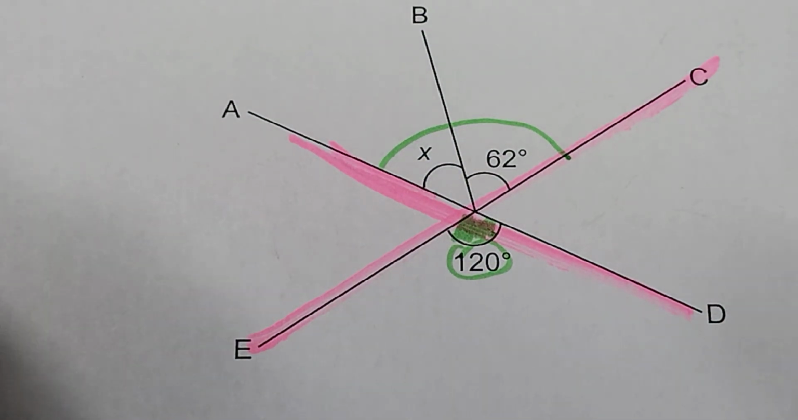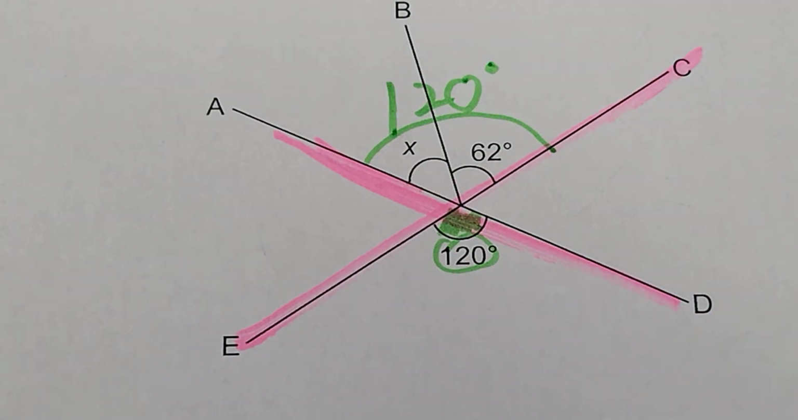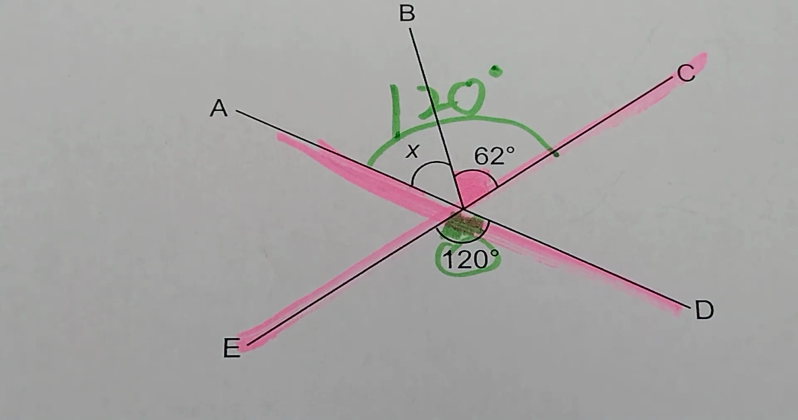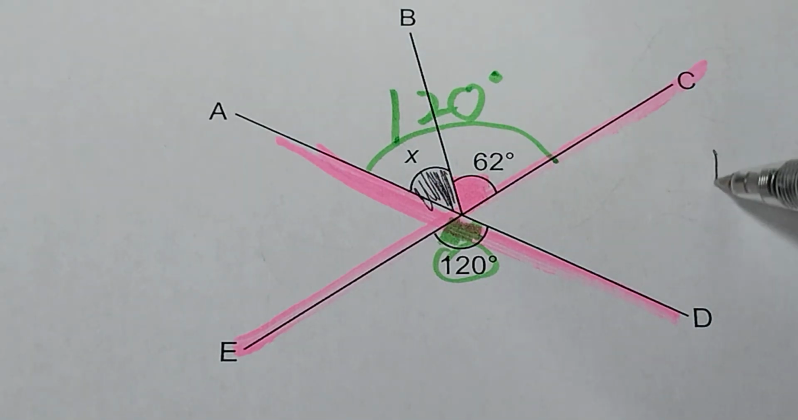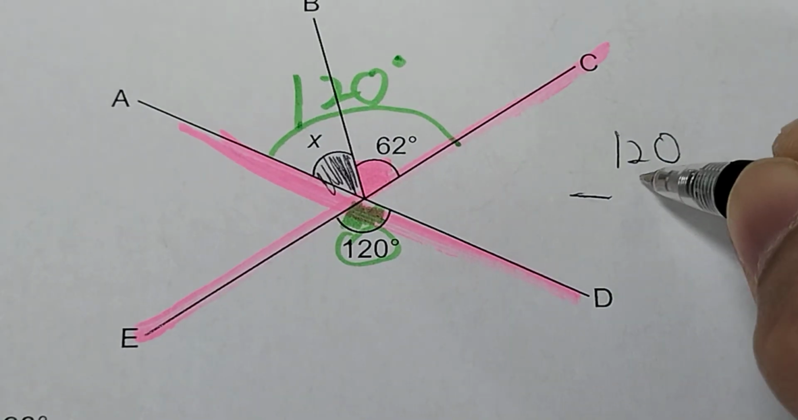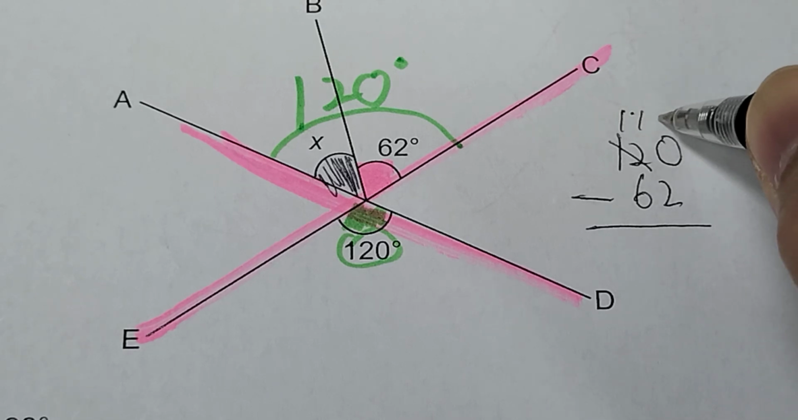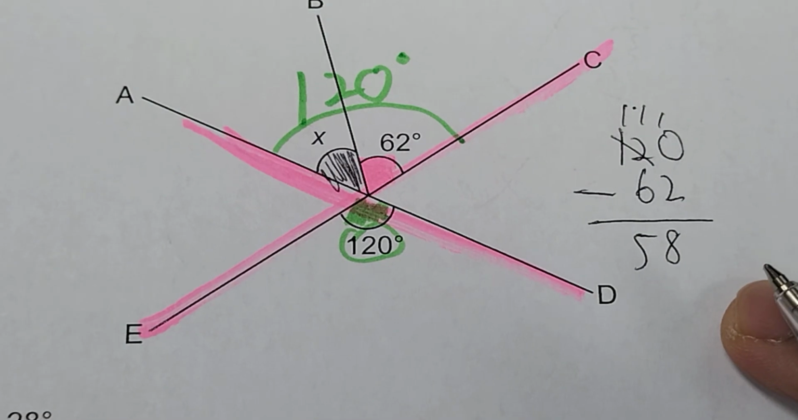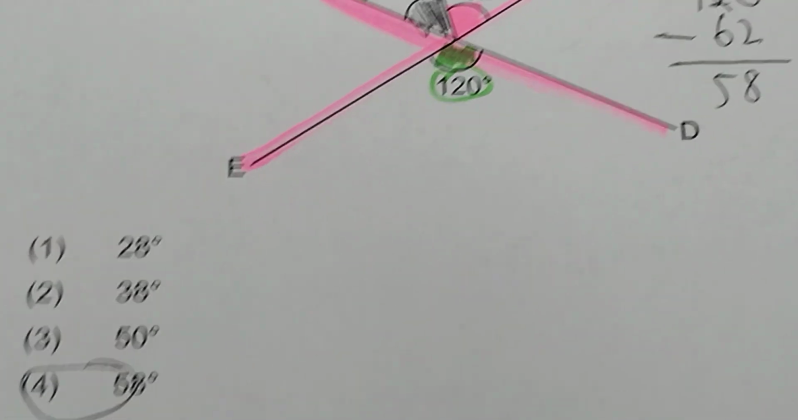That tells you this angle here, 120, is equal to this angle. Right? But I don't know what this is, I know the whole thing here is 120 degrees. Now part of it here is 62. So how do I find out this part? Very simple, 120 subtract 62, 58. Right, I get 58 and the answer is number 4, 58 degrees.